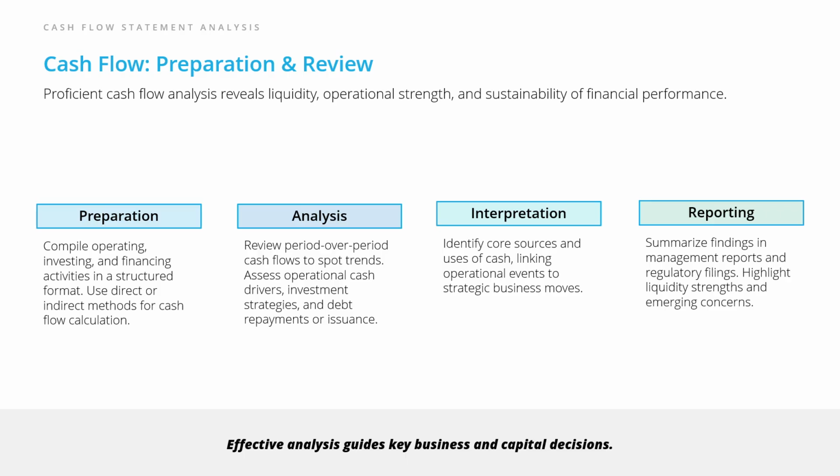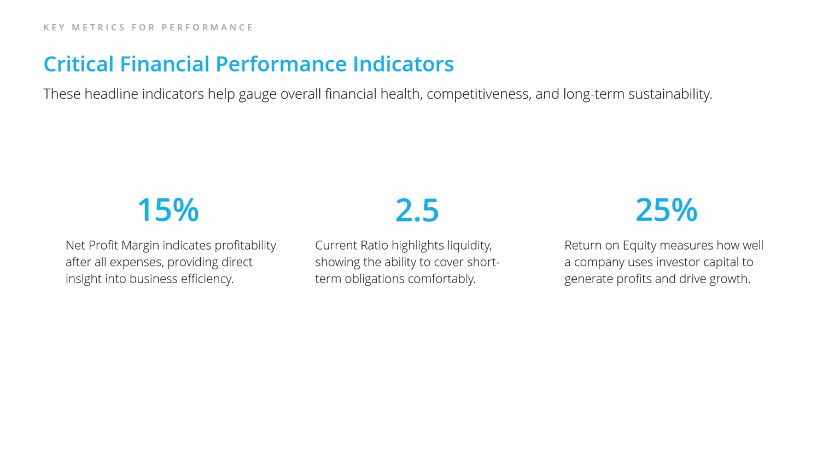With a grasp on cash flow, we're ready to understand which metrics are most important for tracking overall performance. Some financial metrics rise above the rest in importance. These headline numbers provide fast insights into both current health and long-term sustainability. Take net profit margin. It shows how much profit the company keeps from every dollar earned, after all expenses are paid. If this margin is strong, operations are usually efficient.